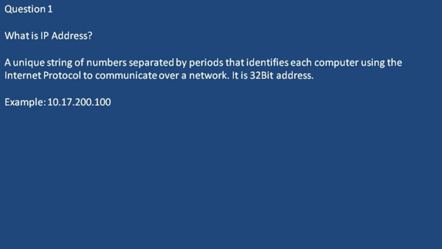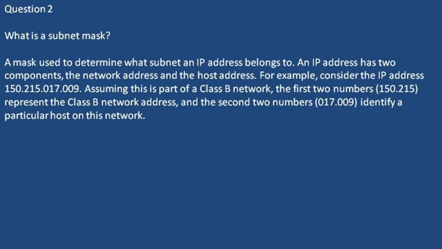Question number 1. What is an IP address? A unique string of numbers separated by periods that identifies each computer using the Internet Protocol to communicate over a network. It is a 32-bit address. Example, 10.17.200.100.